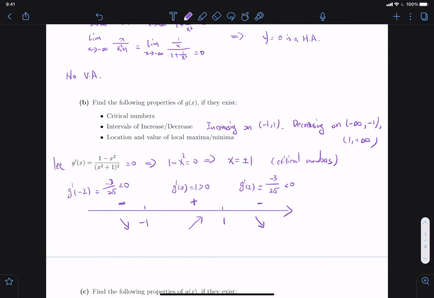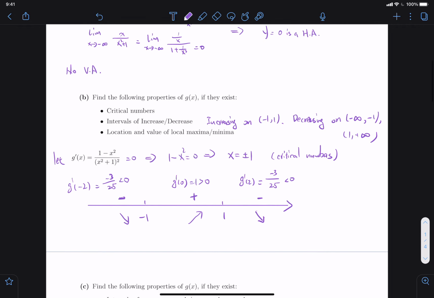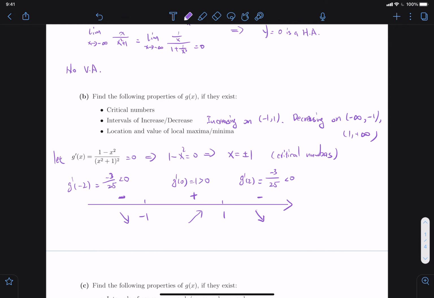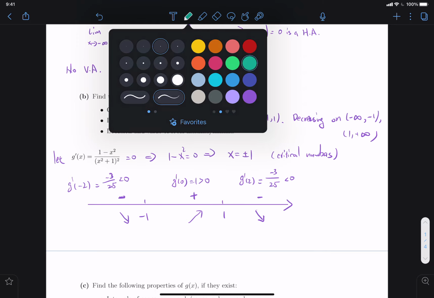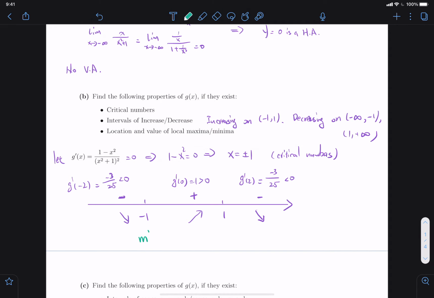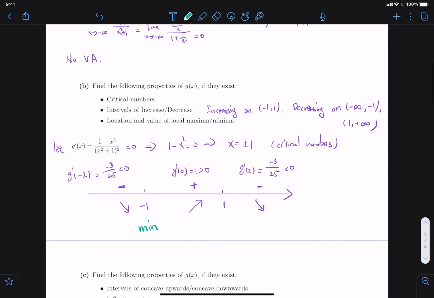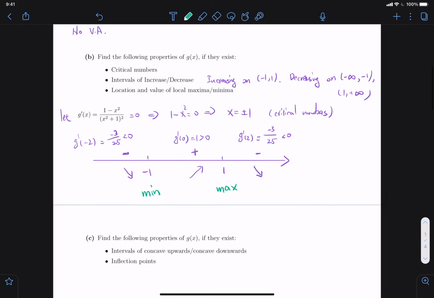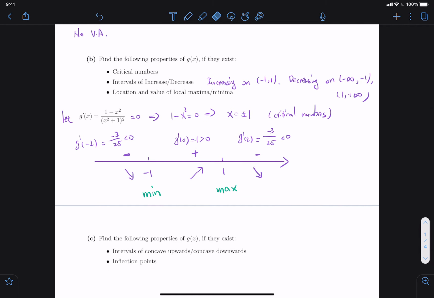Okay. And now let's look at the location of the local max and local min. Right, the function is decreasing here and then increasing here. So at this place there will be a min, right? Local min is here, and local max is here, right? So now we have the local min.